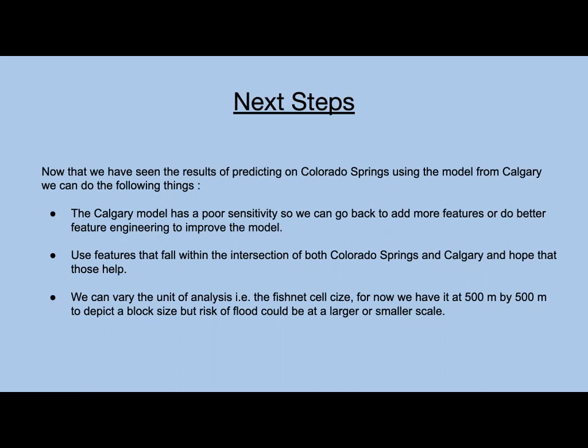We can vary the unit of analysis, that is the fishnet size, which we now have it at 500 meters by 500 meters to depict the block size, but the risk of flood could be higher or larger.